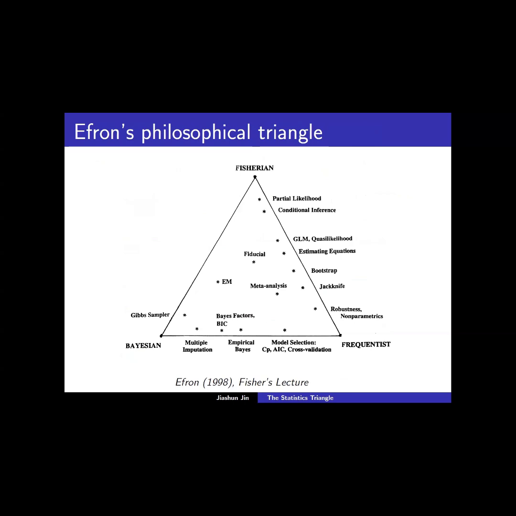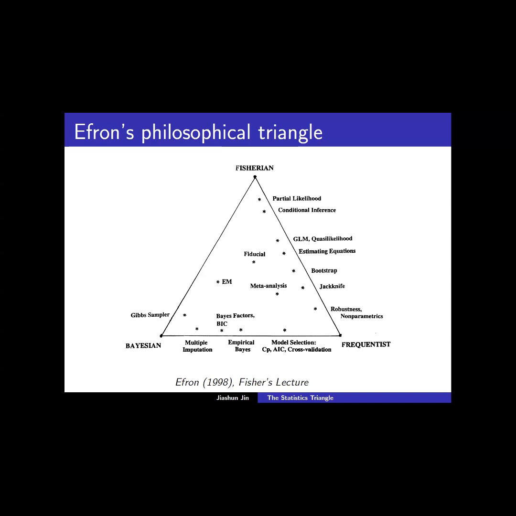In his Fisher lecture 1998, Bradley Efron has presented a triangle. So Efron's triangle looks like the following. According to Brad, there are 3 main philosophies in statistics: Bayesian, frequentist, and Fisher. For example, Gibbs sampling is very Bayesian, right? So you take the Gibbs sampler there. In the triangle, you make it a weighted convex linear combination of 3 vertices. So you have weights. These weights maybe you can say 90% Bayesian, 5% Fisherian, 5% frequentist. So that is the weight of Gibbs sampler in Efron's triangle.